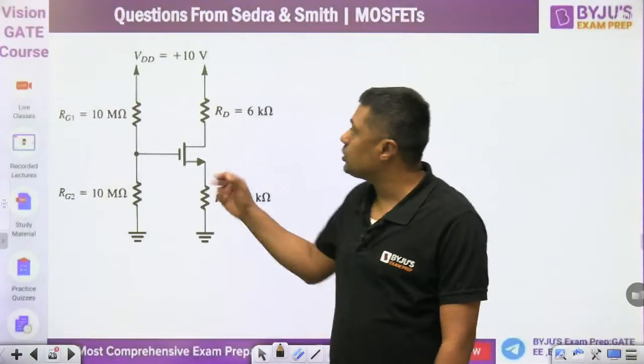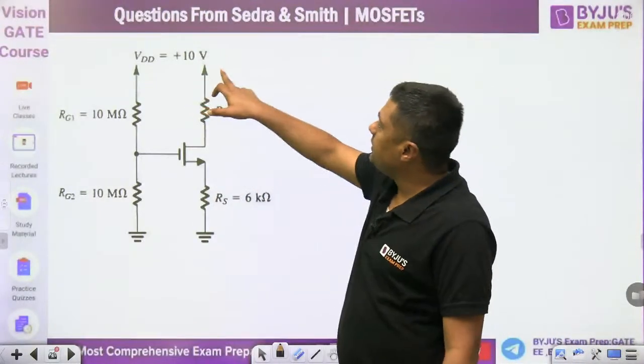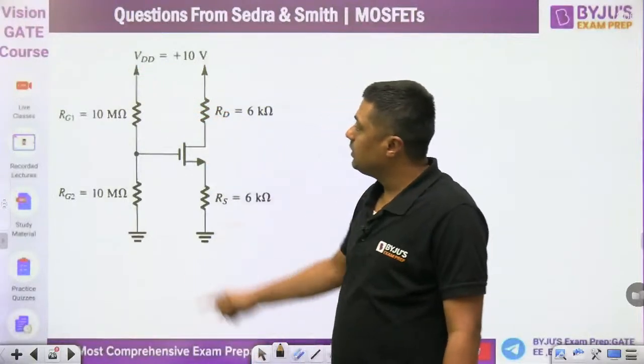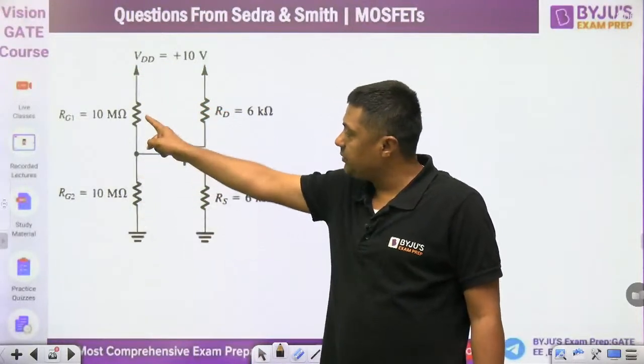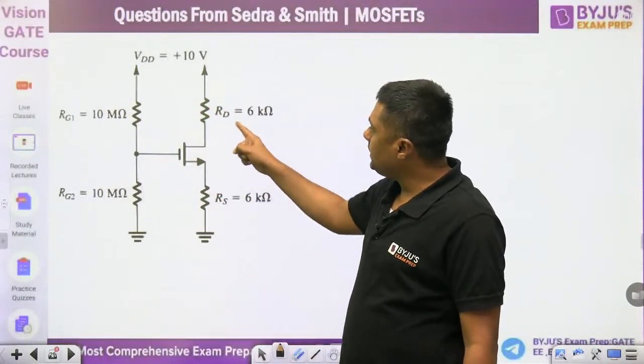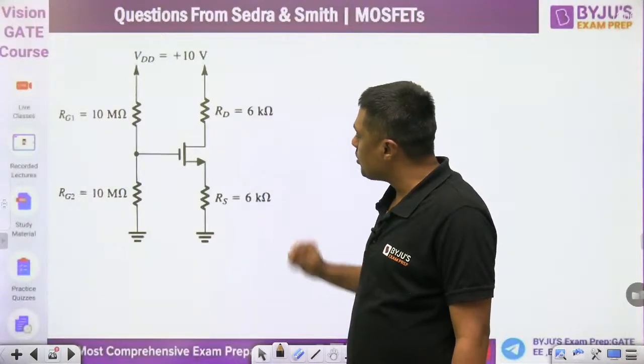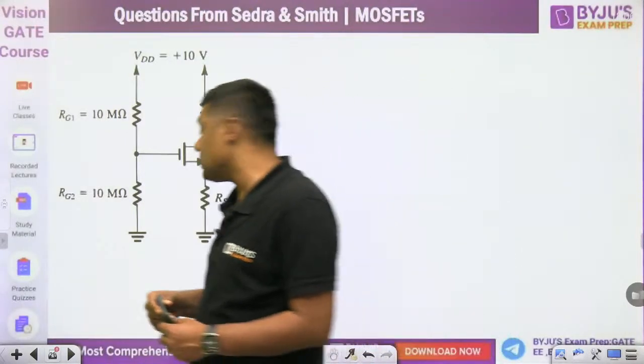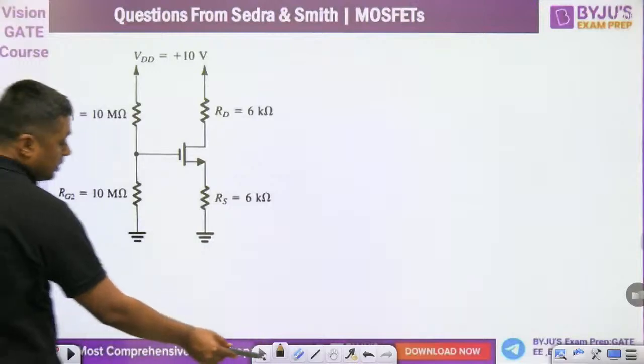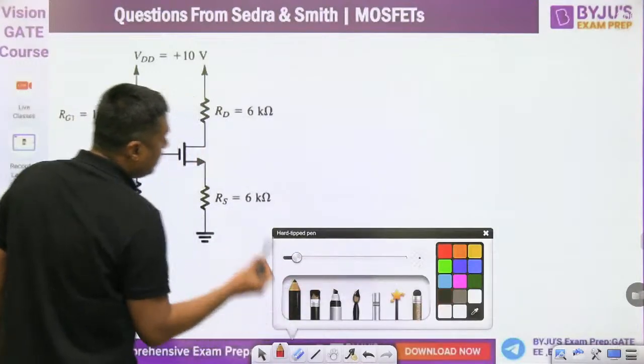Analyze the circuit. So first of all we will analyze VD, 10 volt it is given. This is a potential divider circuit, 10 mega ohm, 10 mega ohm. RD is given as 6 kilo ohm, RS is also 6 kilo ohm. And always remember the current entering through the gate terminal is 0.